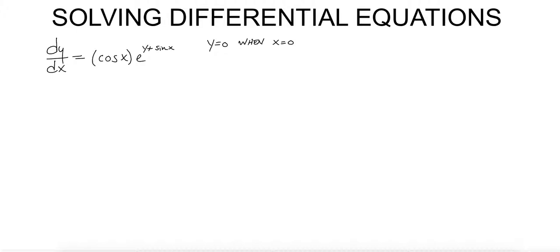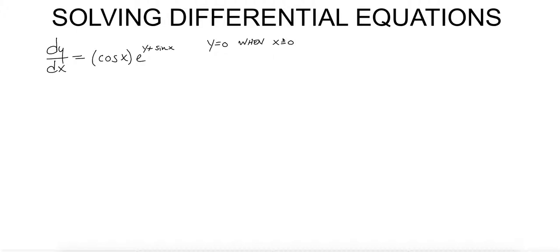In order to solve the differential equation, what we're going to do is find the specific solution. We're going to find the function whose derivative is equal to cosine x times e to the y plus sine x. But additionally, that function must go through the origin. y must equal 0 when x equals 0.